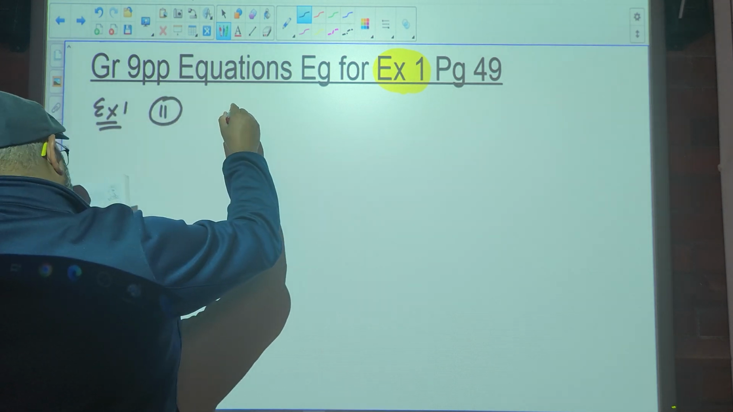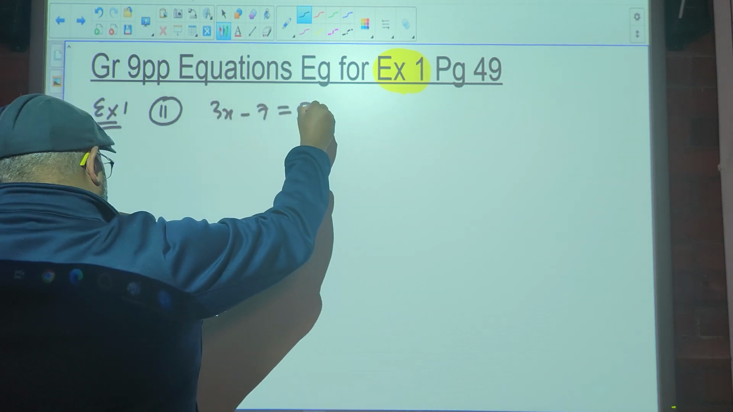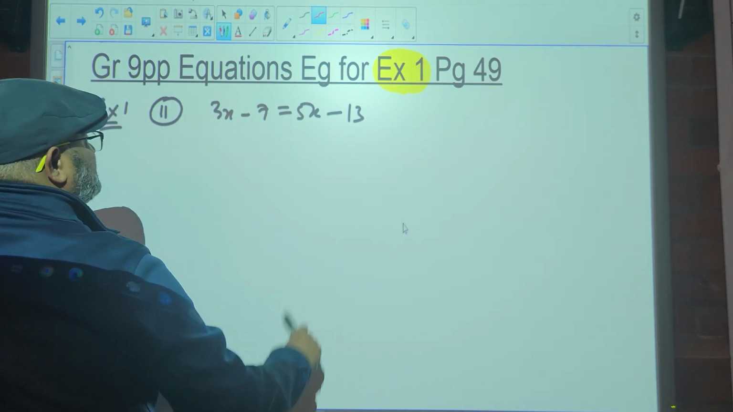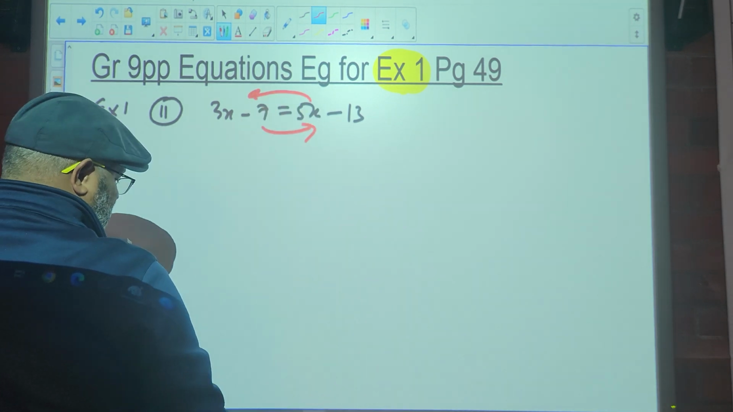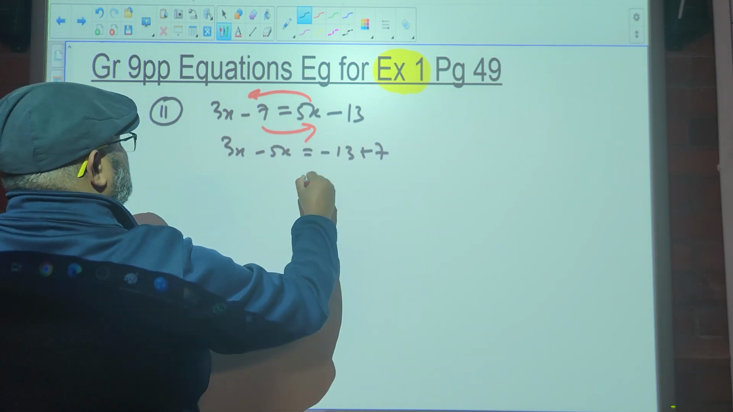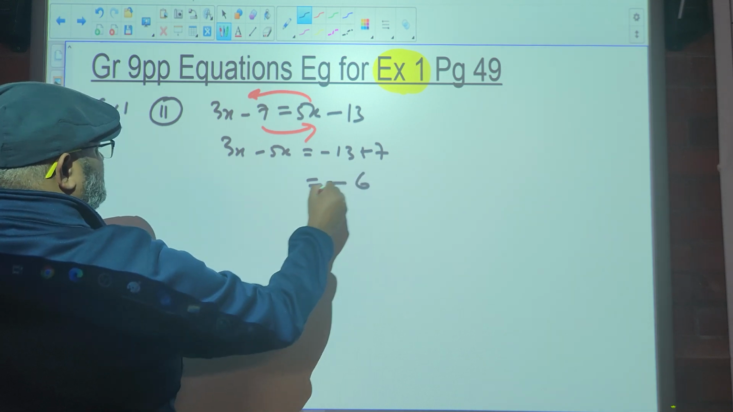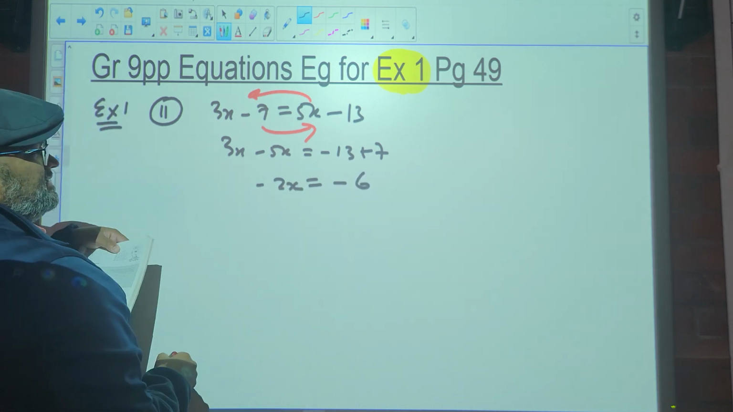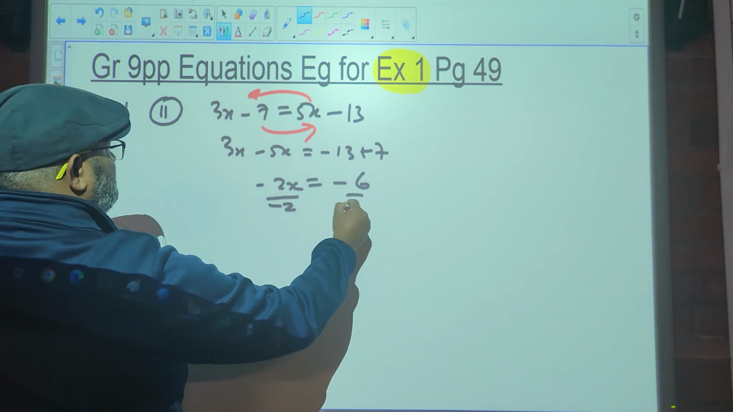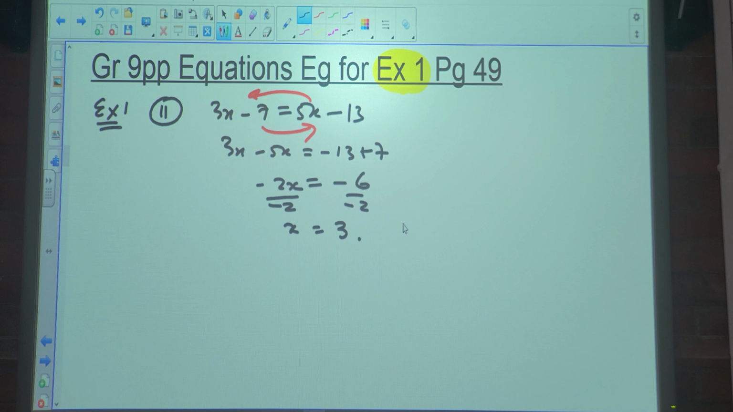So it was 3x minus 7 is equal to 5x minus 13. So x is one side, numbers the other side. So it's going to be 3x minus 5x is equal to negative 13 plus 7, which is negative 6, negative 2x. So how do I get x on its own? Divided by negative 2 both sides, so x equal to 3. Is that correct? Who asked this question? Where did you go wrong, Michael?